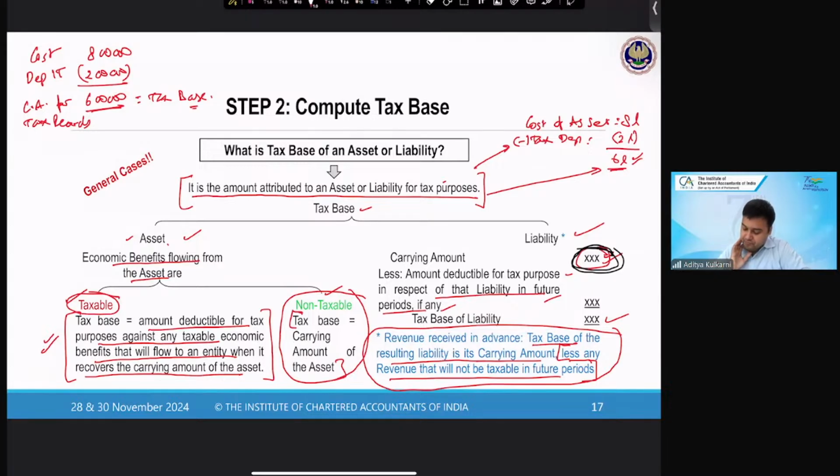Now, okay. I'm just seeing which example I can give for the liability. Okay, fine.